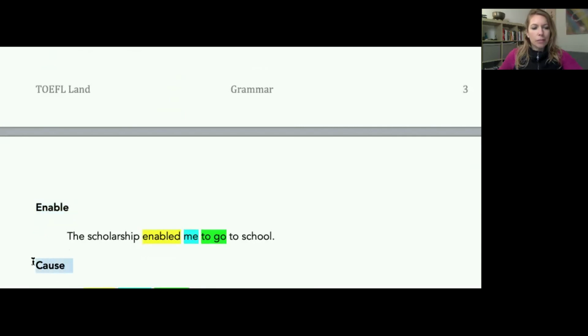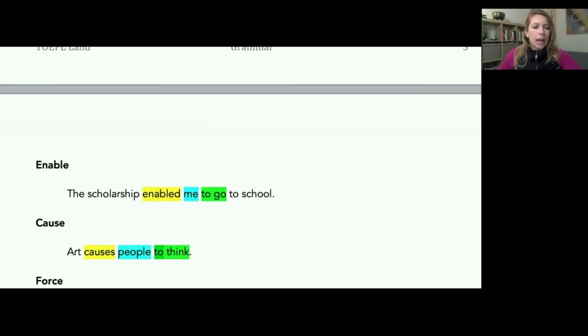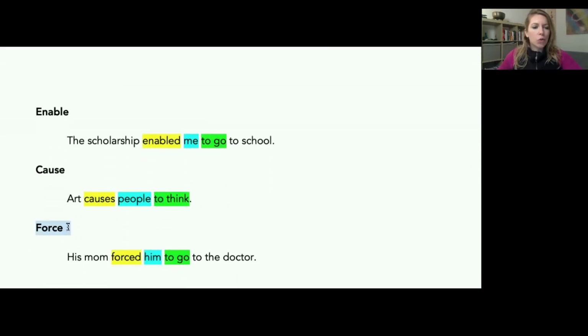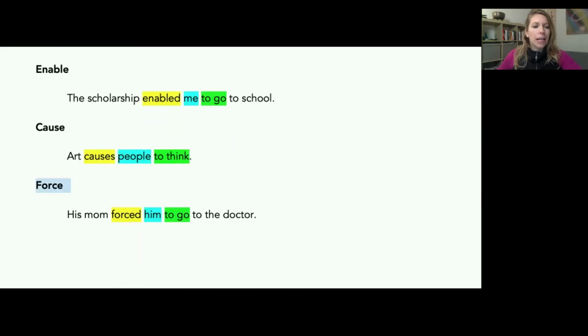And of course, what's a causative verb without talking about cause, right? I have this sentence here. Art causes people to think. Cause will always have the to. Art causes people to think. And we've got a very strong causative verb to wrap things up here, force. His mom forced him to go to the doctor. His mom forced him to go.